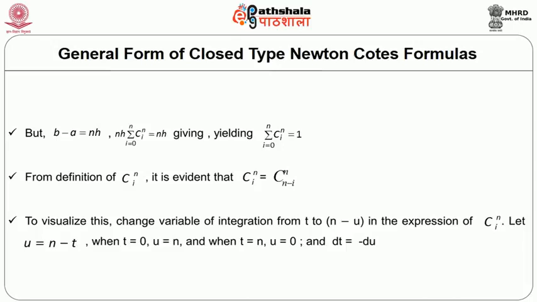In this integral for NCi, which is given by (-1)^(n-i)/(n · i! (n-i)!) times the integral from 0 to n of t(t-1)...(t-n)/(t-i) dt, we change the variable of integration from t to another variable u, which we express as n - t. That is, t = n - u, and dt = -du. When t is 0, u will be n. When t is n, u will be 0.